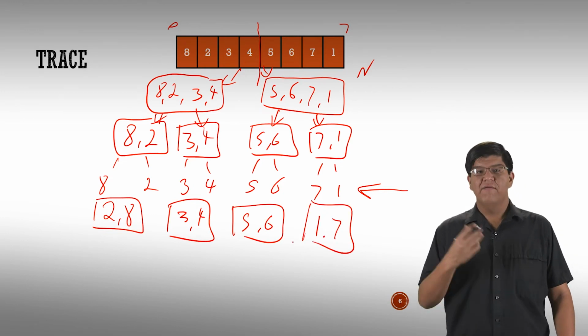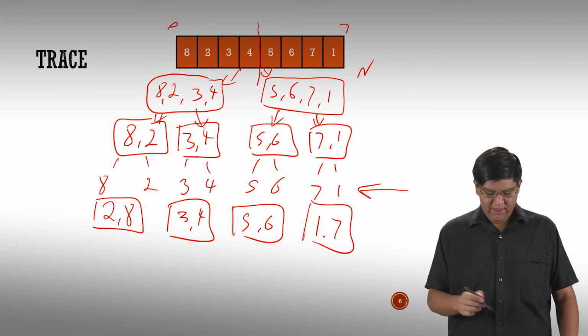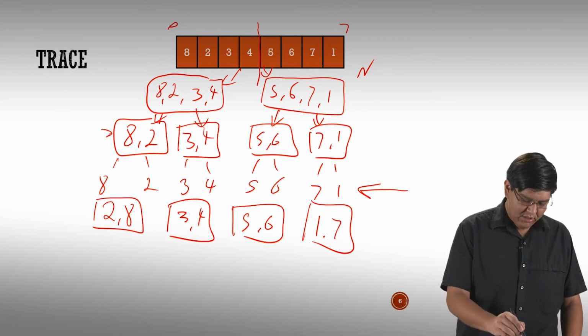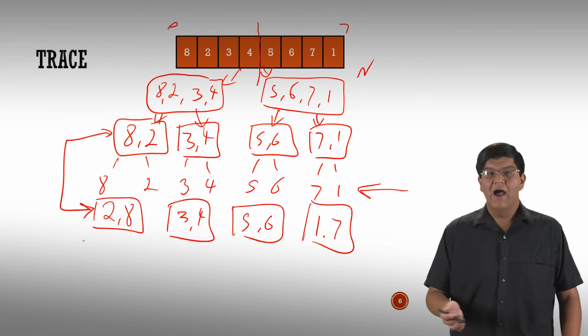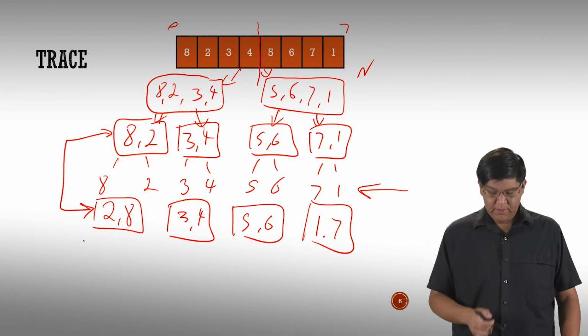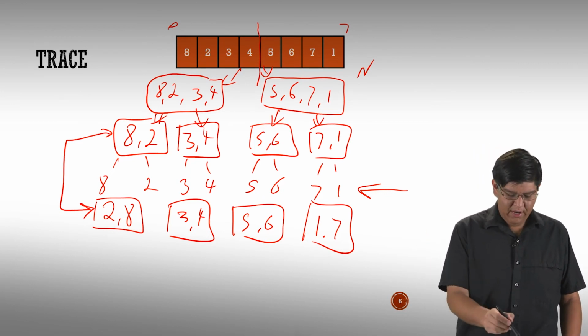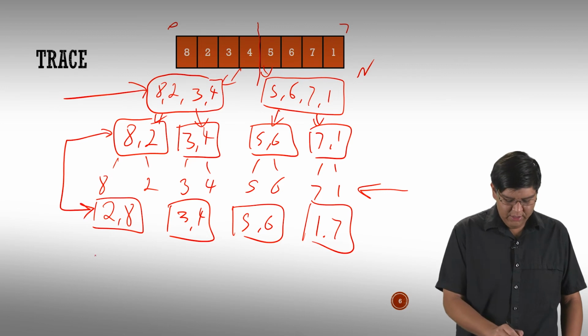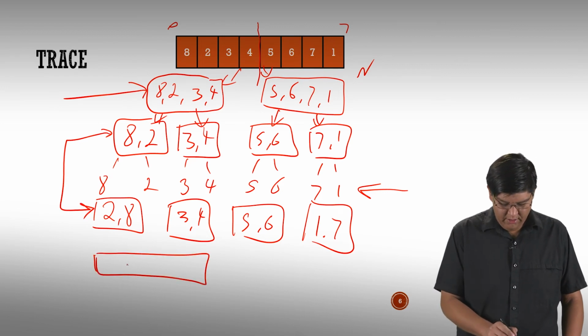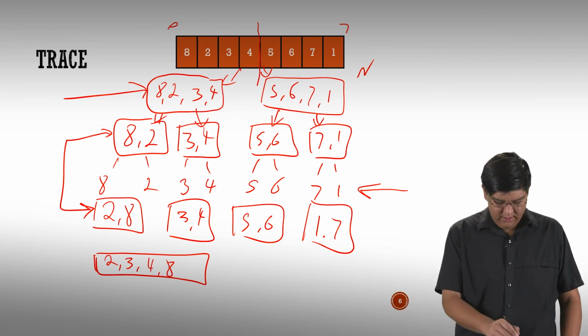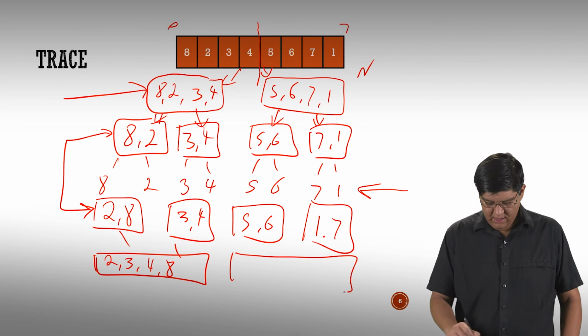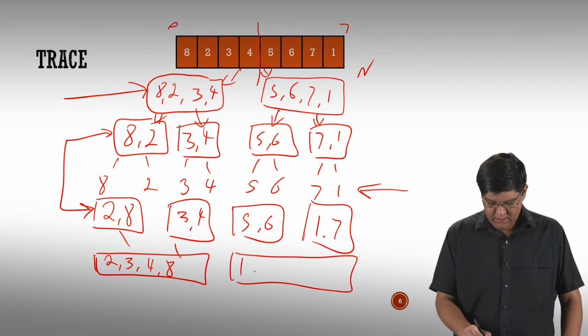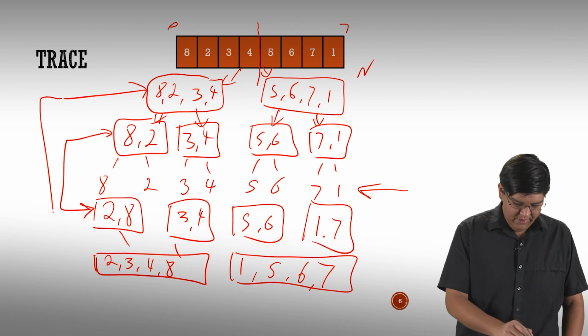So I have one level of merging, and these are supposed to be matching. I broke something down, and now I'm building it back up. Now I want to continue building it back up. I'm going to combine it into little arrays of size 4. So in this case, I get 2, 3, 4, 8. Over here on this side, I get 1, 5, 6, 7. And again, this is matching over here.